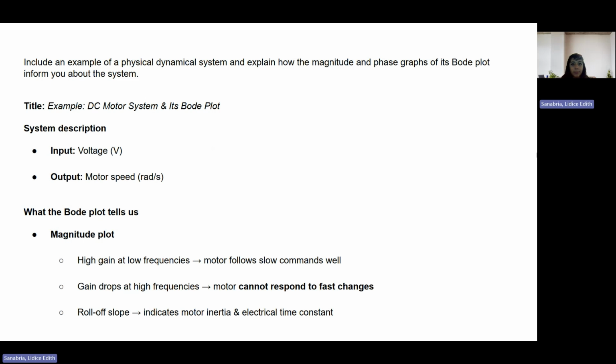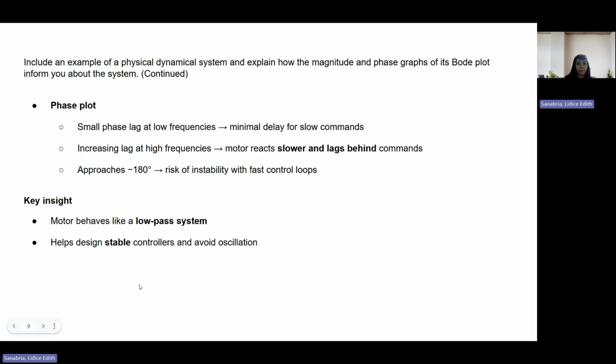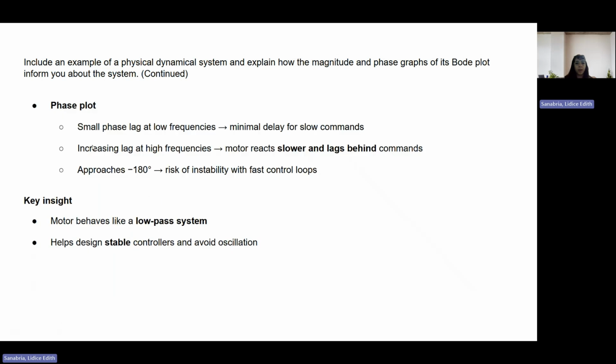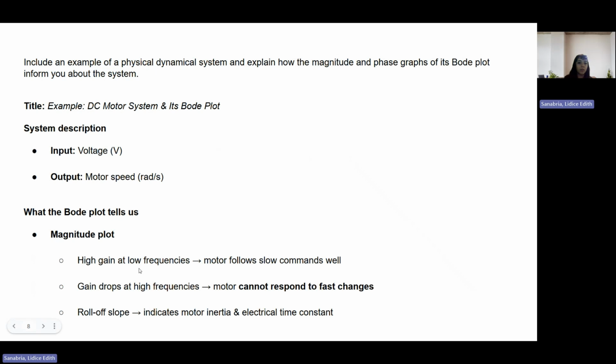So for the example, we can look at a real system, such as a DC motor. The input is the voltage and the output is the rotational speed, which is in radians per second. And then we can look at our graphs. Before that, we also have the magnitude plot. Usually we have high gain at low frequencies, so the motor will follow the commands well, and then the gain drops when the frequencies are higher, so this motor can't really catch up and respond to these fast changes.